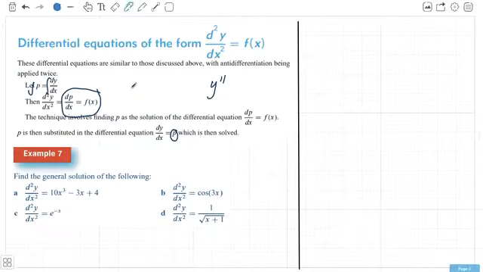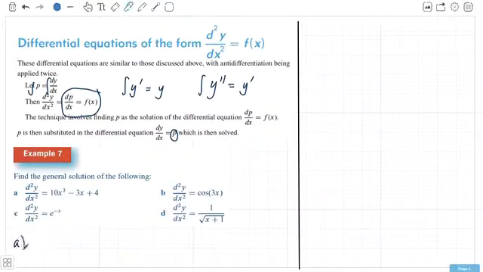The reason for that is if you integrate y dash, we know that we get y. So if we integrate y double dash, we know that we get y dash plus constants. So if we integrate the second derivative once, we'll get the first derivative, and then we integrate it again to get y. So all we're going to do is integrate this right-hand side twice.